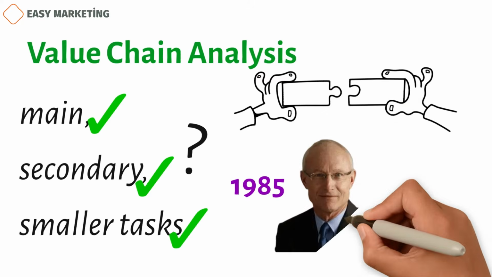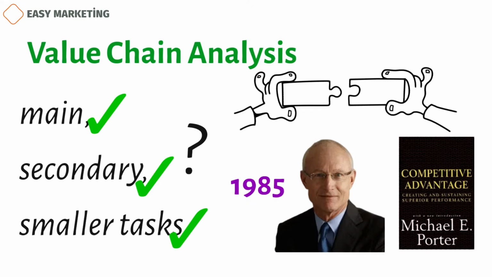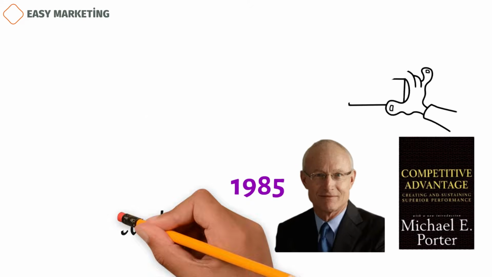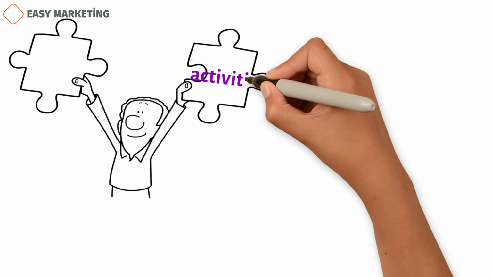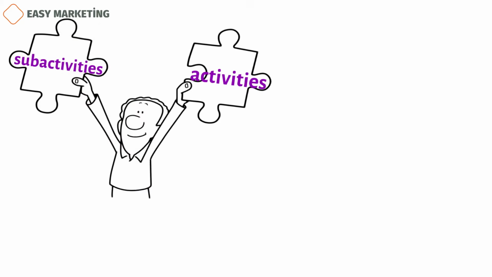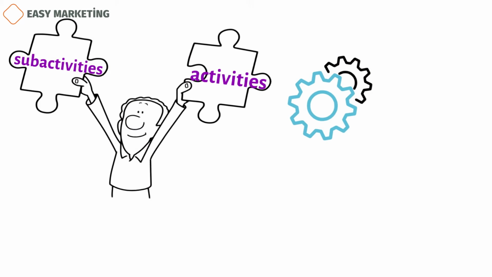In 1985, Michael Porter, a professor at Harvard Business School, wrote in his book Competitive Advantage: Creating and Sustaining Superior Performance about the idea of a value chain. By looking at how these value chain activities and subactivities connect to each other, organizations can see them as a system of functions that work together.